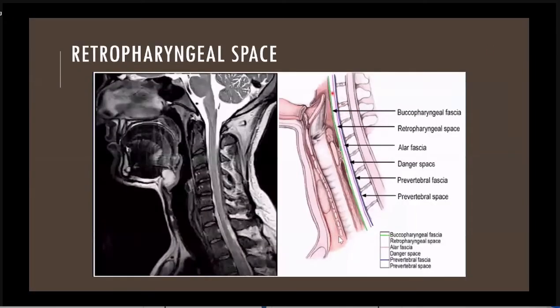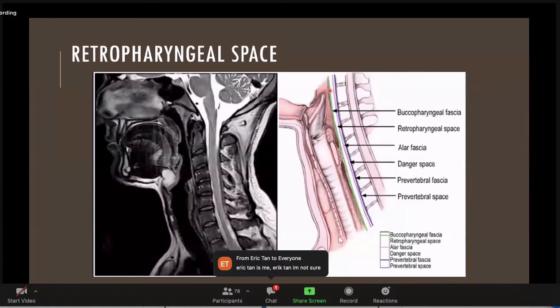Moving on to the next compartment, we will discuss the compartment behind the pharynx, which is the retropharyngeal space. The retropharyngeal space is an interfascial space bordered anteriorly by the buccopharyngeal fascia, which is here represented in green, and posteriorly by the alar fascia, represented in pink here. It is filled with fat and connective tissue and does not have a fascia of its own.